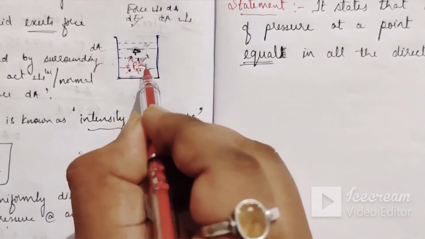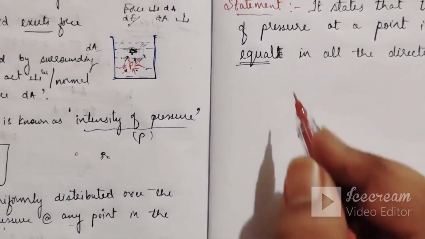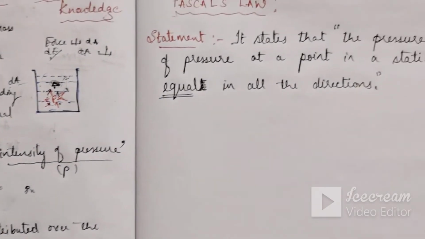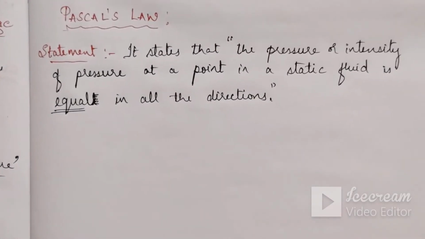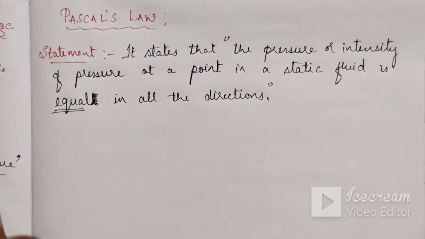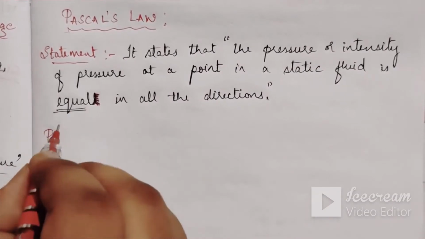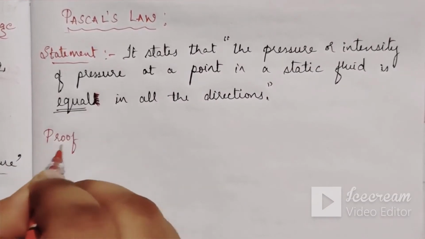Either it is coming, okay, it is equal, or it's away. When I prove that, you will get to know. So next, whenever they ask about Pascal's law, you have to write the statement, then we will write the proof, or what is to be proved.